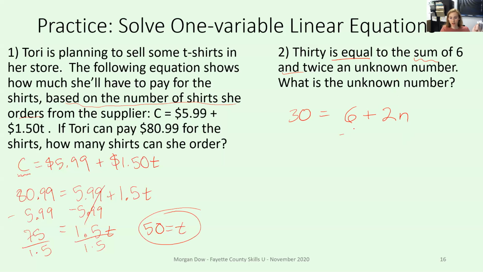So I'm going to cancel out the 6. And then I'm going to cancel out the 2 using division. And so we're left with the number is equal to 12.